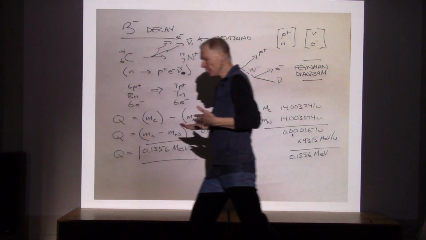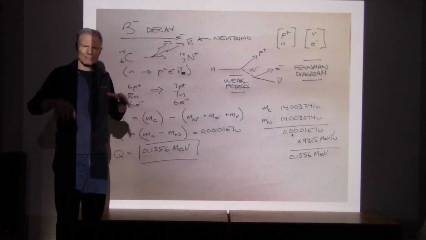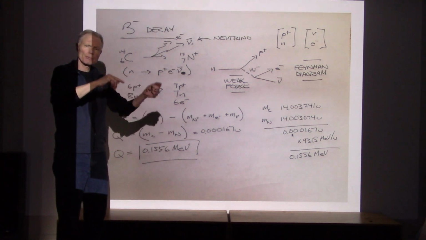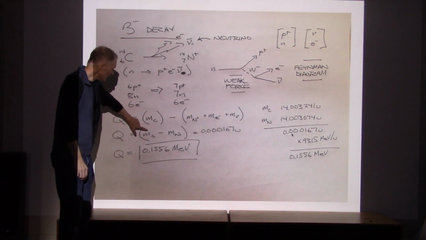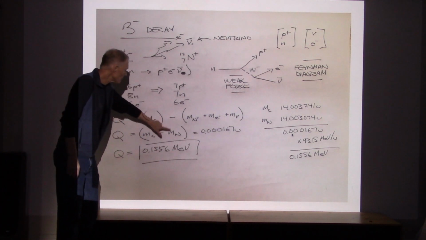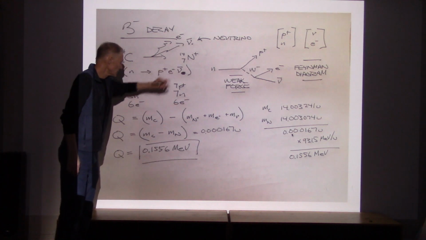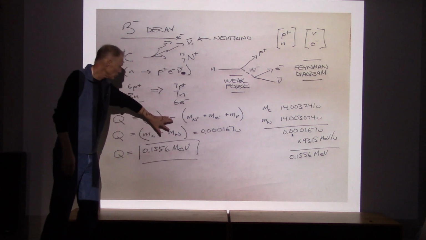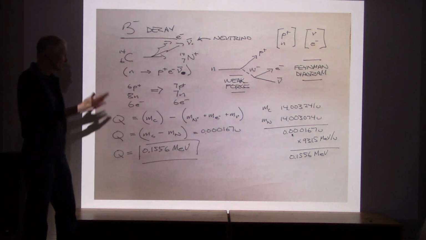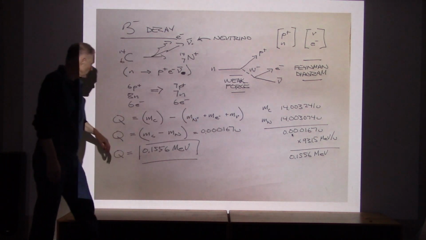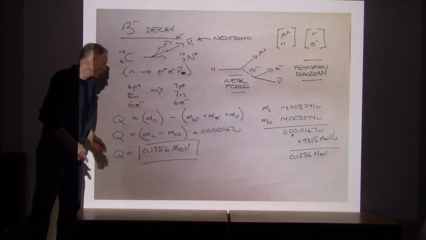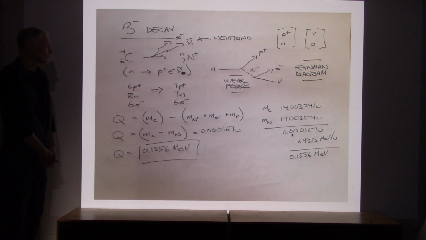So it turns out in beta minus, in order to take account of the masses before and after and count all the electrons properly, we take the mass of the carbon, the mass of the nitrogen, and look those up, the mass of a neutral nitrogen, and then just take the difference. The difference here is 0.000167, and the Q on that is 0.1556 MeV.